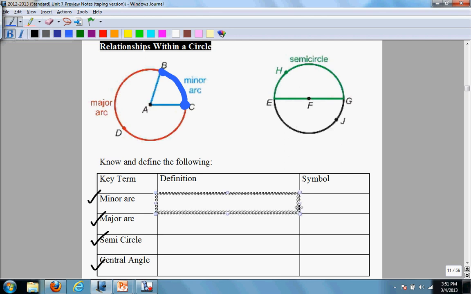A minor arc is, I'm going to type this, it's very important. A minor arc is a part of a circle's circumference which is less than 180 degrees. Part of a circle's circumference less than 180 degrees. That's called a minor arc. A portion of the circle's circumference which is less than 180. The fact that it is less than 180 is what makes it a minor arc.